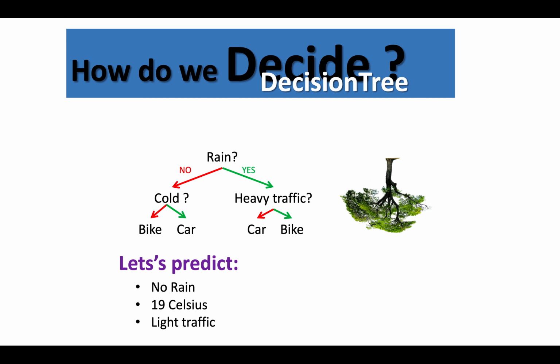And based on this information, you can actually predict. So if it doesn't rain, it's 19 degrees Celsius and the traffic is light, you can determine the likelihood that somebody takes a bike or a car. Now, that comes in handy if you run a traffic service and you need to predict the number of traffic jams in the morning. So that's how that works.